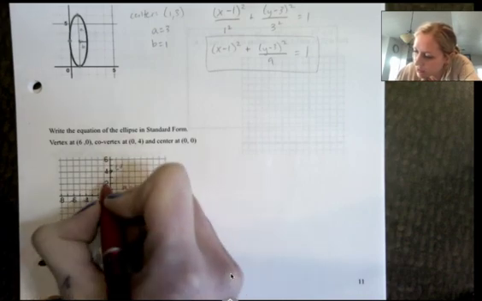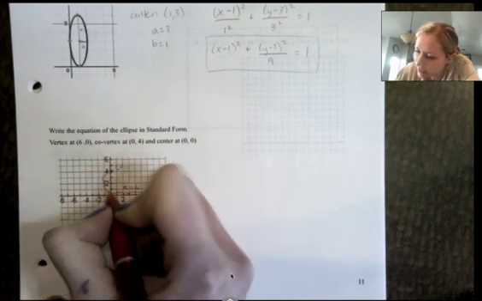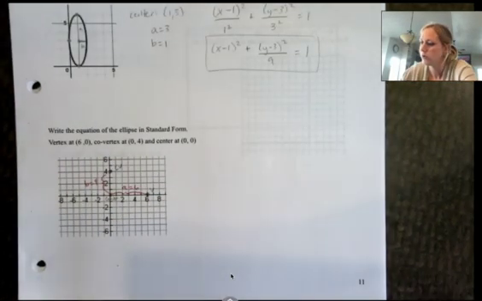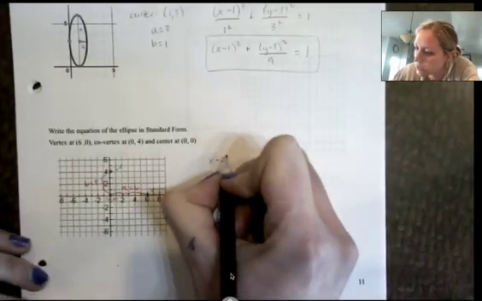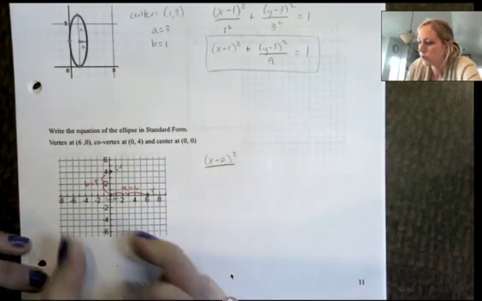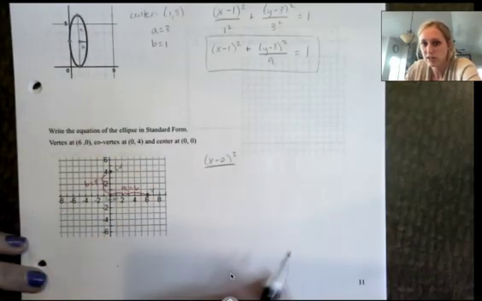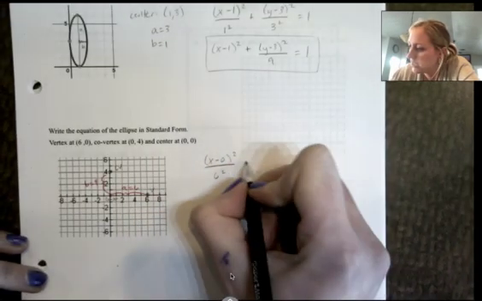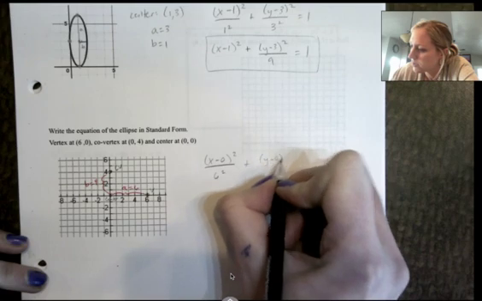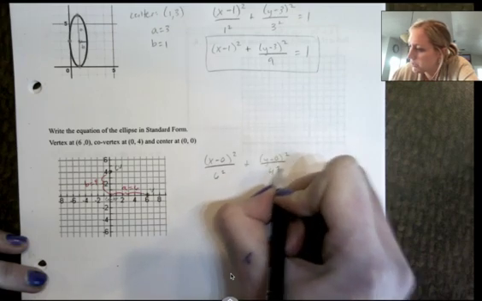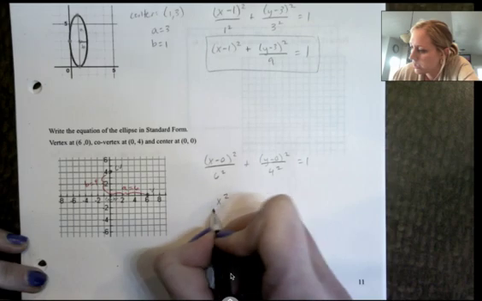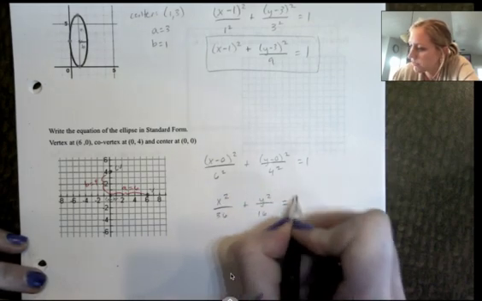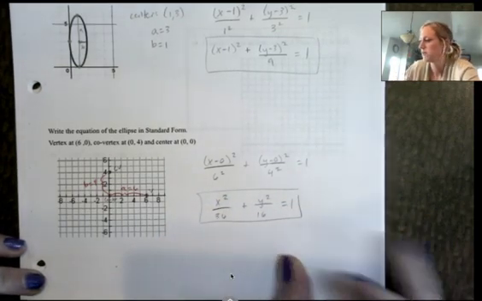This distance from the center to the co-vertex is B. So B is 4. Okay, so writing our standard form, we've got x minus 0 squared. It's longer horizontally than it is vertically, so A goes under the x, so 6 squared, plus y minus 0 squared over 4 squared. Simplify. All right, and there is our equation.